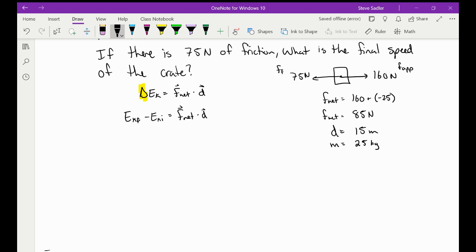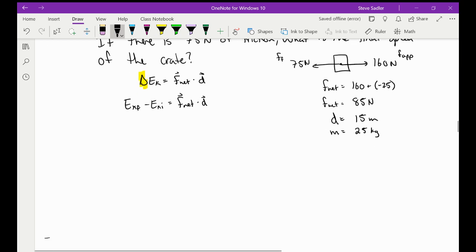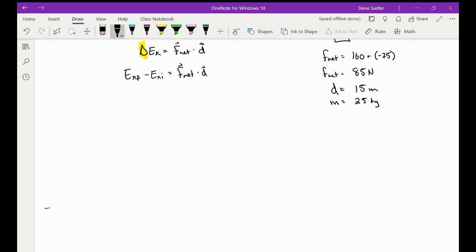So let's talk about the kinetic energy initially, right? Because if we can go the extra step and say, well, EK final is going to be 1/2 mv final squared minus EK initial is going to be 1/2 mv initial squared. And that will equal F net multiplied by displacement.